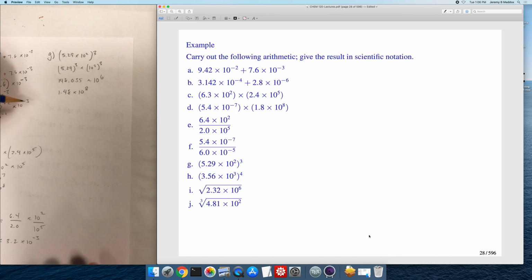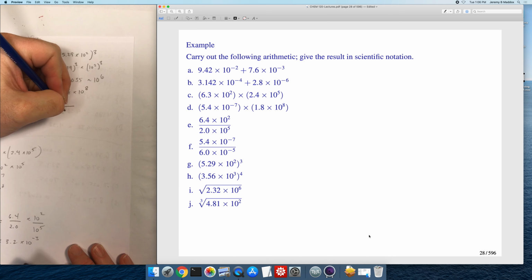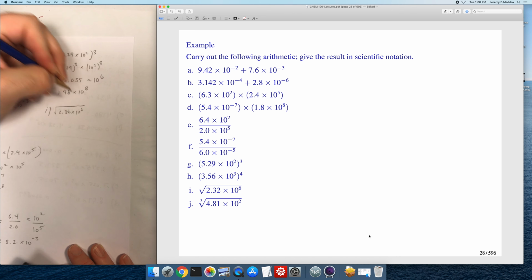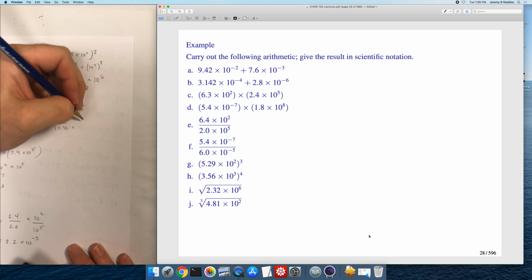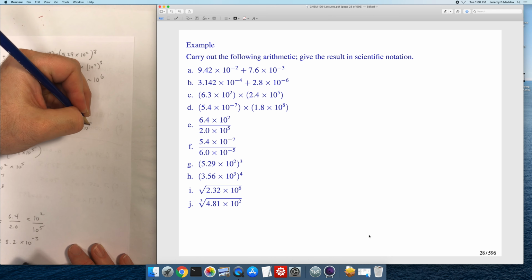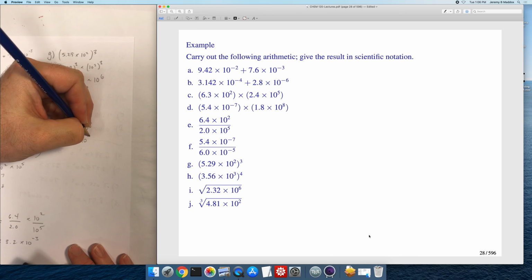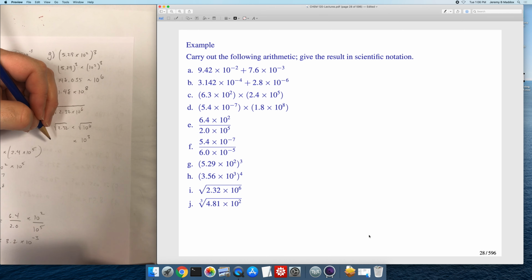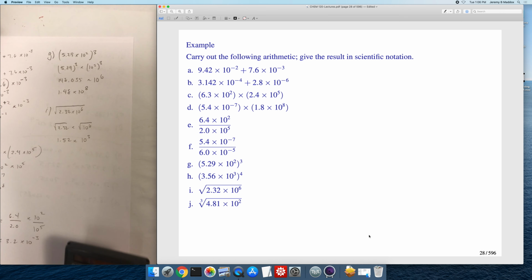For roots, it's similar, 2.32 times 10 to the 6th. You can write this as the square root of 2.32 times the square root of 10 to the 6th. In that case, you would divide the power by the root that you're taking. So this would be 10 to the 3rd. And then 2.32, take the square root, we would get 1.52 for that one.